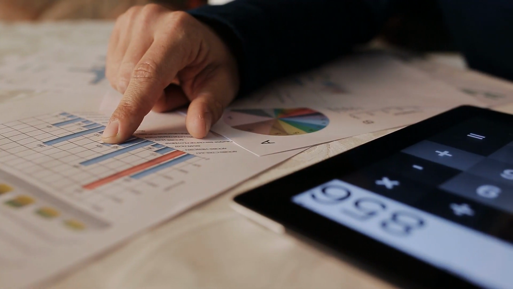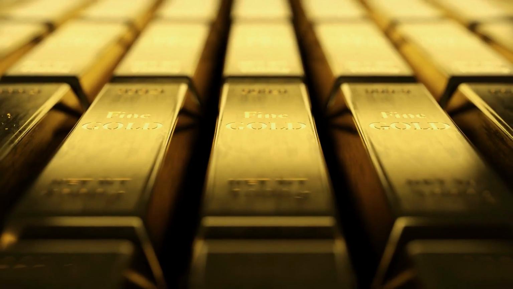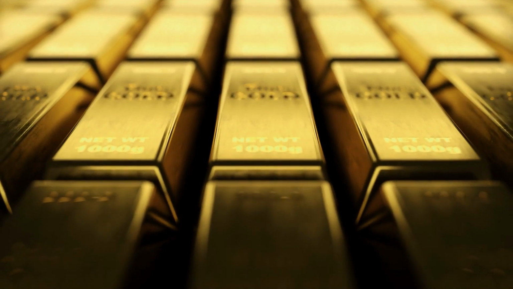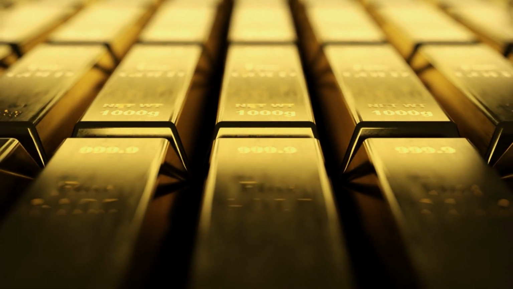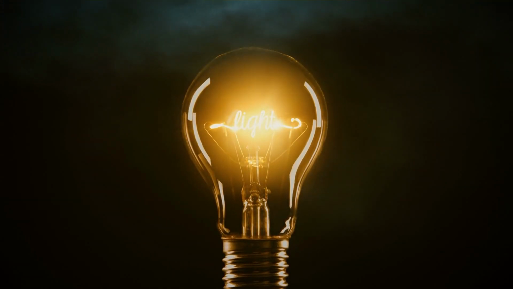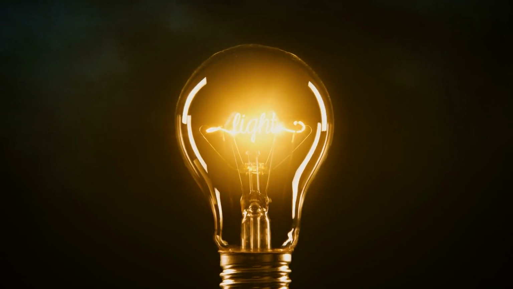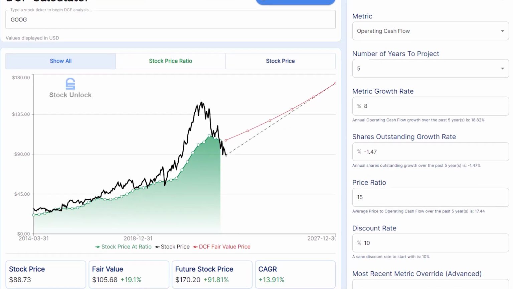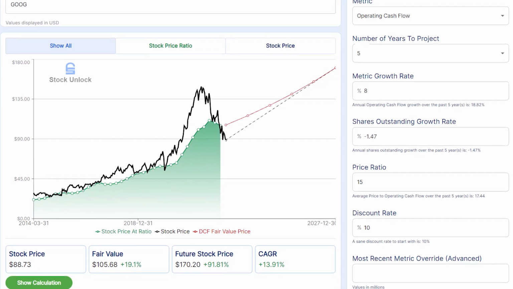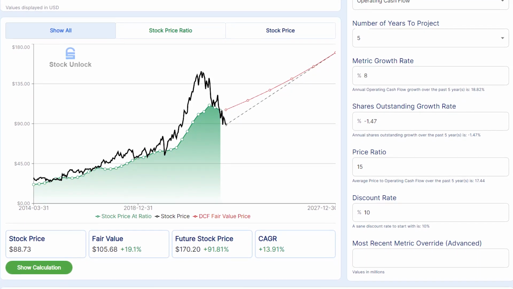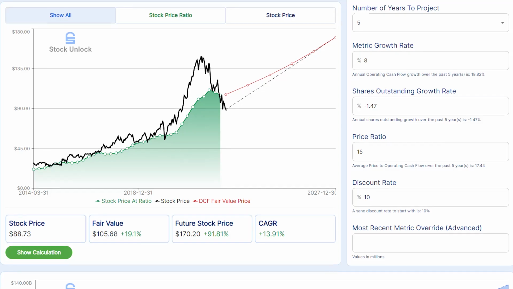Now that we have discussed which metrics you should use and when, the next question becomes how to know what is a fair price to pay for a stock. In this video, we are going to apply the knowledge we have gained from our previous videos to our discounted cash flow calculator here on Stock Analog. And I will show you how you can better understand if a business is under or overvalued.